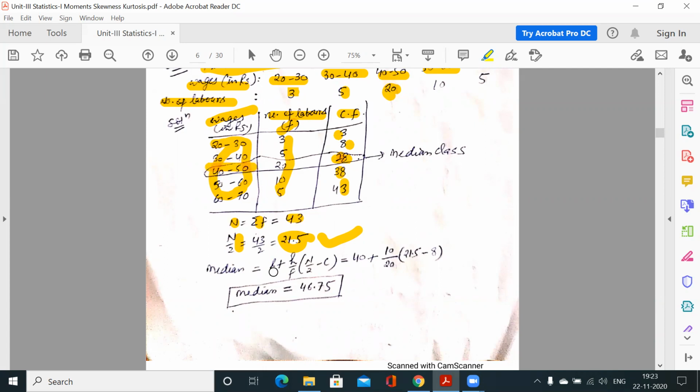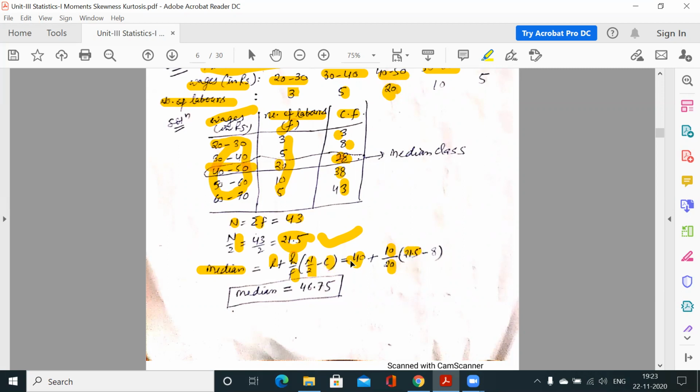For this interval, we will apply the formula. The lower bound of the median class is 40. h means the step size, the interval difference of the median class. So 40 to 50, the difference is 10. You have to take the absolute difference. Next, this is the frequency of the median class, so 20. Now N by 2 is 21.5.